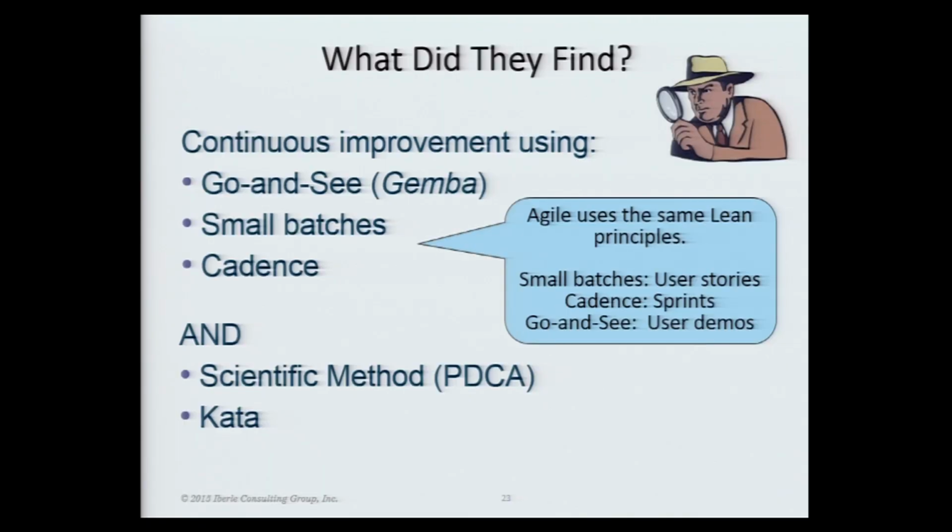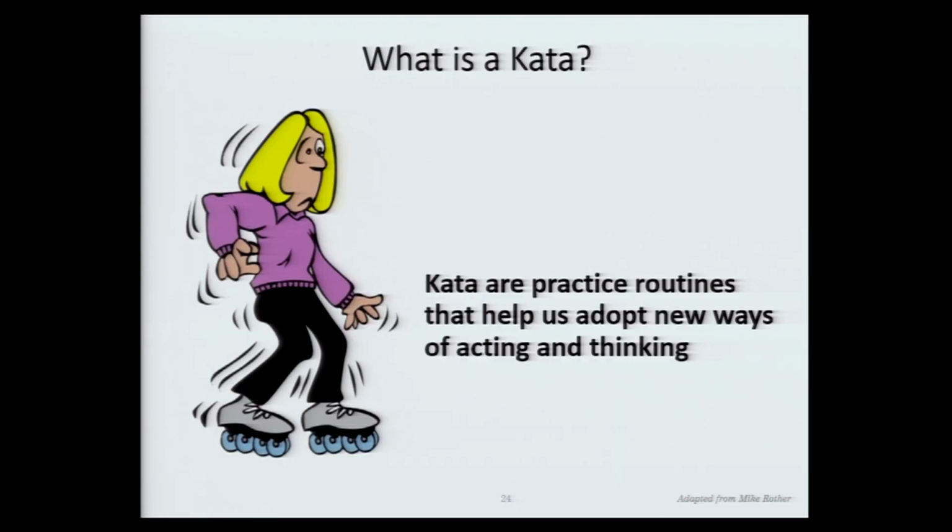So one of them was heavy use of scientific method, or plan, do, check, act, and I'll be giving some examples of how this is used. So you're using the scientific method to understand whether change is working or not, and they're using a kata. So a kata is, again, a Japanese word for a practice routine that helps you learn a skill. So you often have a coach helping you to practice your kata.